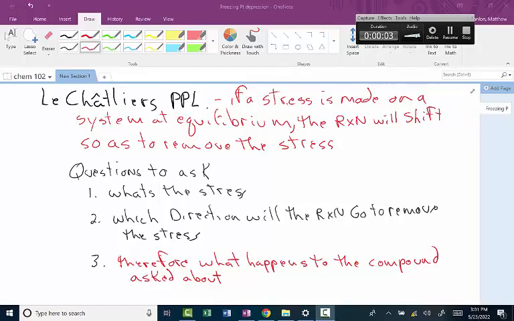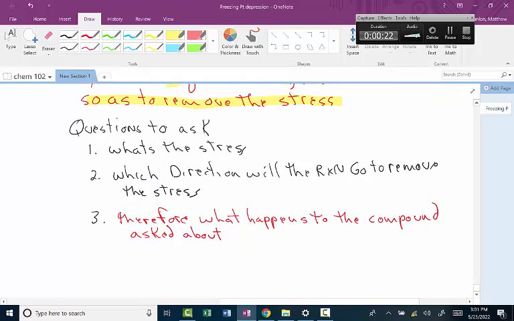This is Le Chatelier's principle. And Le Chatelier's principle states that if a stress is made on a system at equilibrium, the reaction will shift so as to remove the stress. So it's just going to try to remove the stress somehow by reacting.